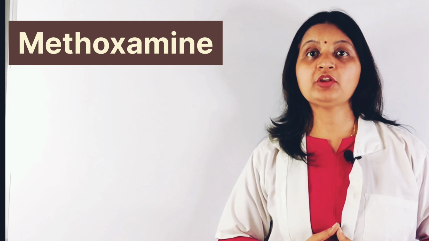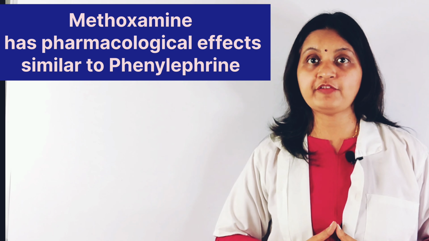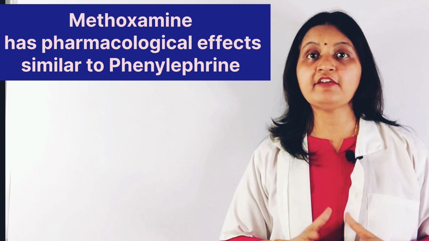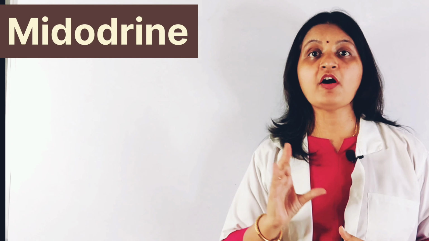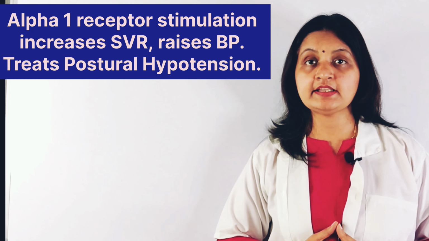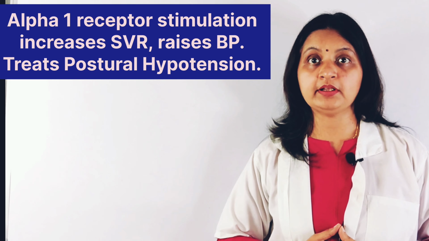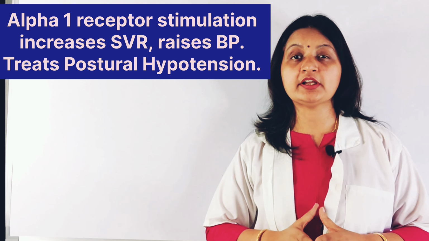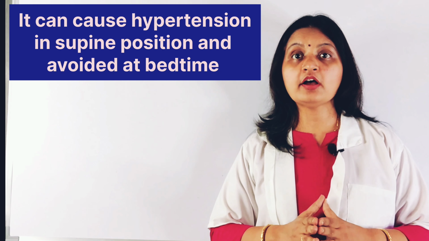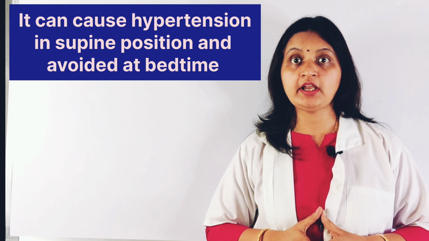The next drug, methoxamine. Methoxamine has pharmacological effects similar to that of phenylephrine. The uses and the effects are the same as that of phenylephrine. The third drug, midodrine. Midodrine, because of alpha-1 receptor activity, helps to raise the systemic vascular resistance and restore the blood pressure to normal. It is therefore useful for the treatment of postural hypotension, but as a side effect, it can cause hypertension in supine position and therefore it is avoided during bedtime.